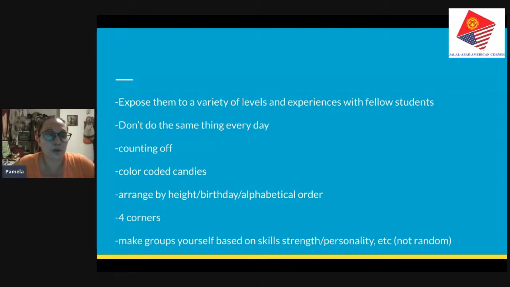4 corners, that's a debate, kind of a critical thinking one. This is really good for older students. So you have a sign in each corner of the room, and the sign says strongly agree. Another sign says agree. Another sign says strongly disagree. And another sign says disagree.